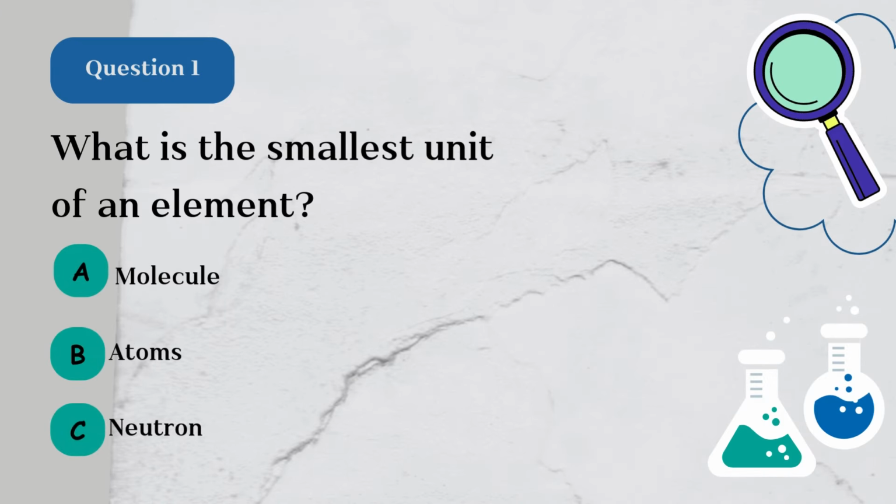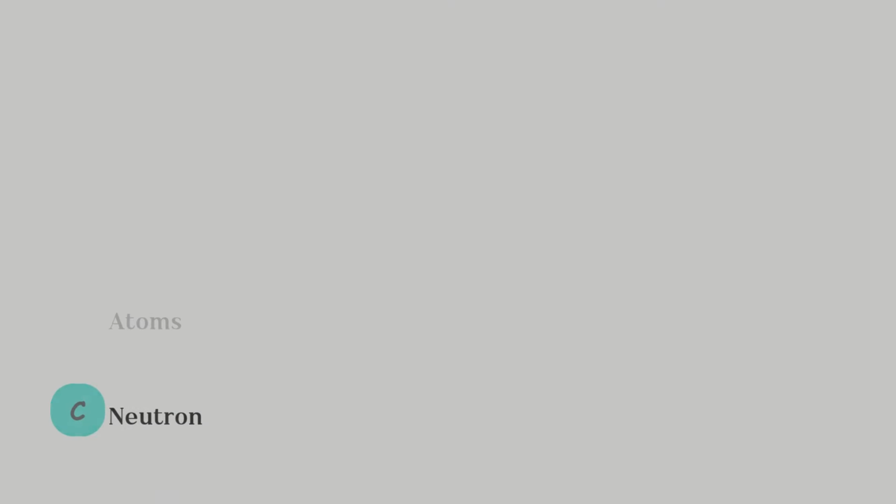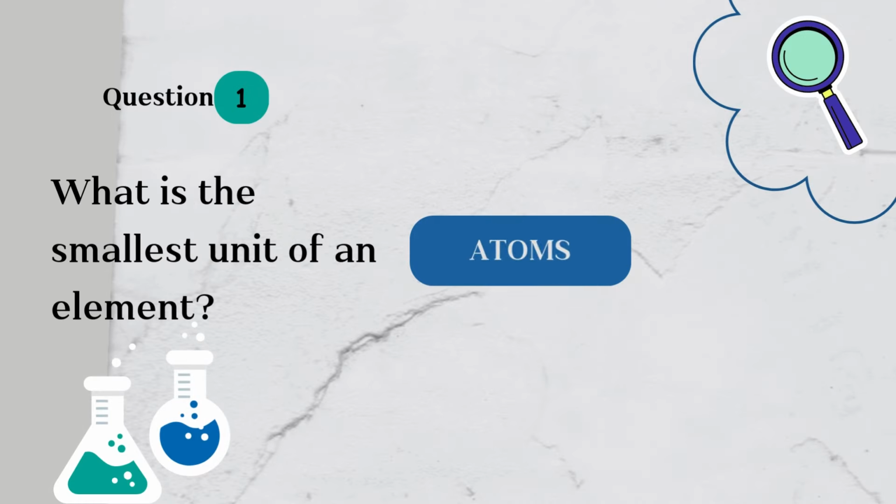Question 1. What is the smallest unit of an element? A. Molecule. B. Atom. C. Neutron. Correct answer, B. Atom.